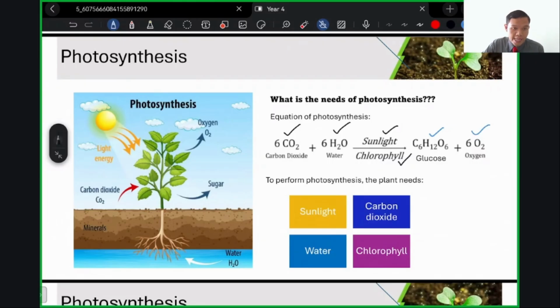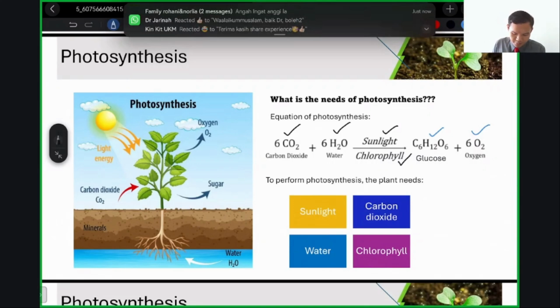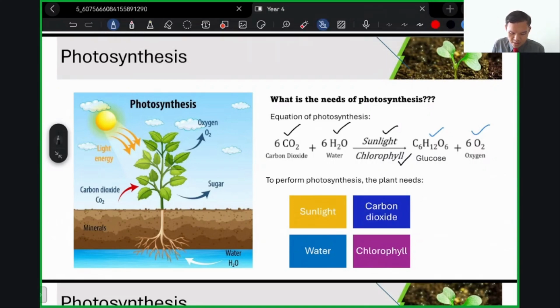So we look at the picture on the left side. When the sunlight directly hits the plant leaf, the chlorophyll inside the leaf will absorb the sunlight. Then the roots will bring the water upwards. Then the carbon dioxide from our surrounding air will be absorbed by the plant leaves too. And inside the leaf, photosynthesis is carried out.